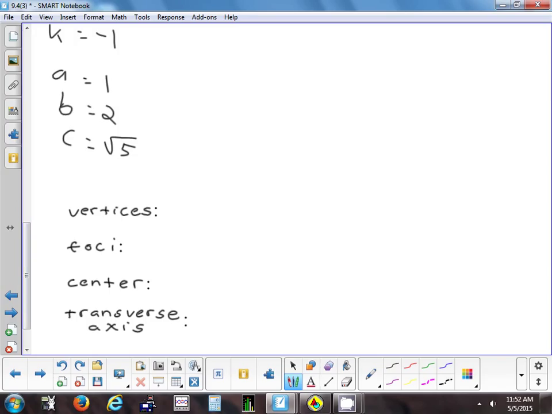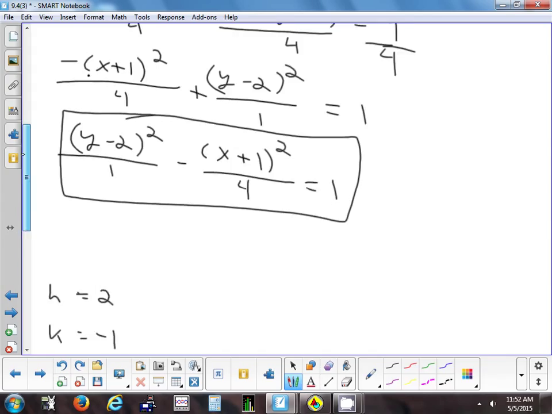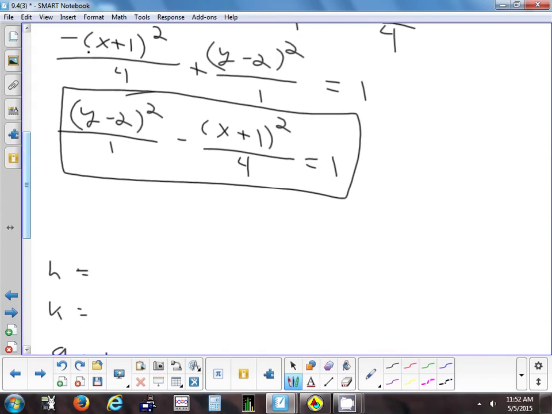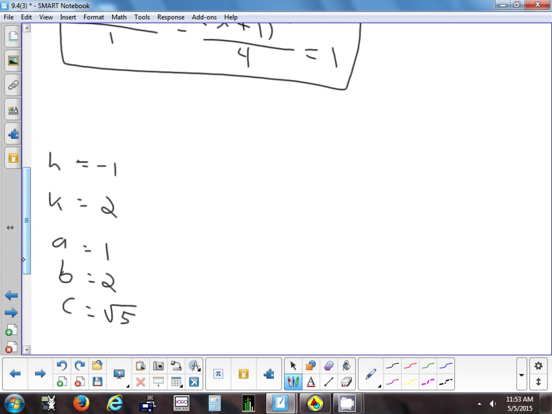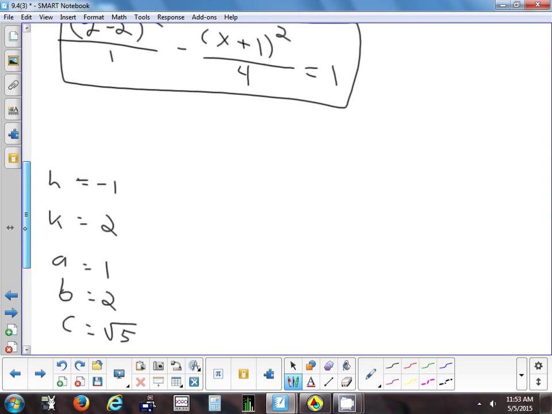I like to do the vertices and foci last. I usually start off with the center, because that tells me the point that I'm shifting everything from, and then figure out the transverse axis, and that'll tell me up, down, left, or right. Wouldn't it be K 2 and H -1? Thank you. Yep. So H is always with X, K is always with Y. So we had H and K switched. Okay, everything else is right: A is right, B is right, and C is right.